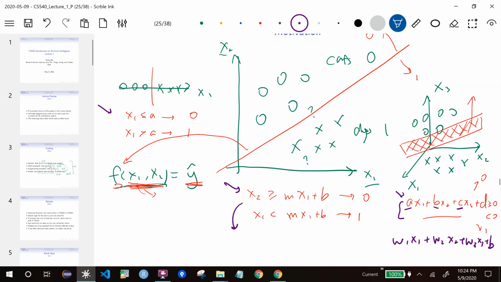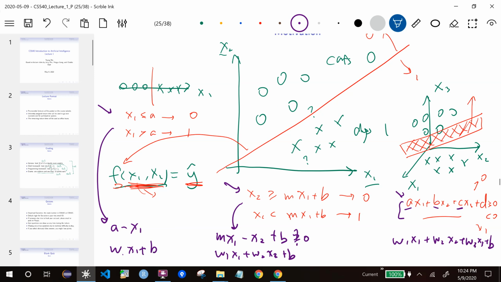Note that we can do the same thing here. This is just m x1 minus x2 plus b, whether or not it's larger than or equal to 0. So m is w1, minus 1 is w2, and b is the same. Similarly here, it's just a minus x, whether it's larger or smaller than 0. We can rearrange it as w1 x1 plus, let's call it ab anyway. Whether this is larger than or equal to 0 determines whether you are in class 1 or 0.